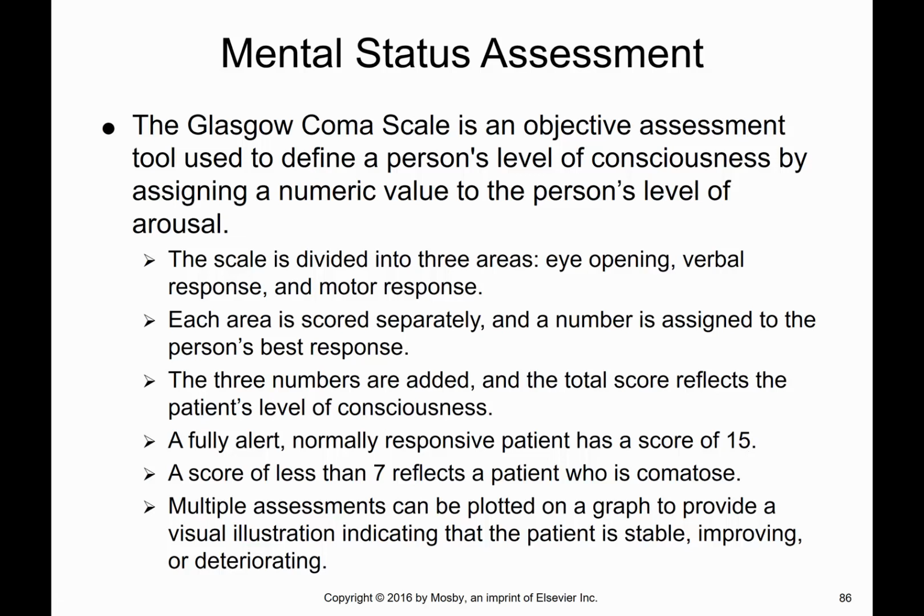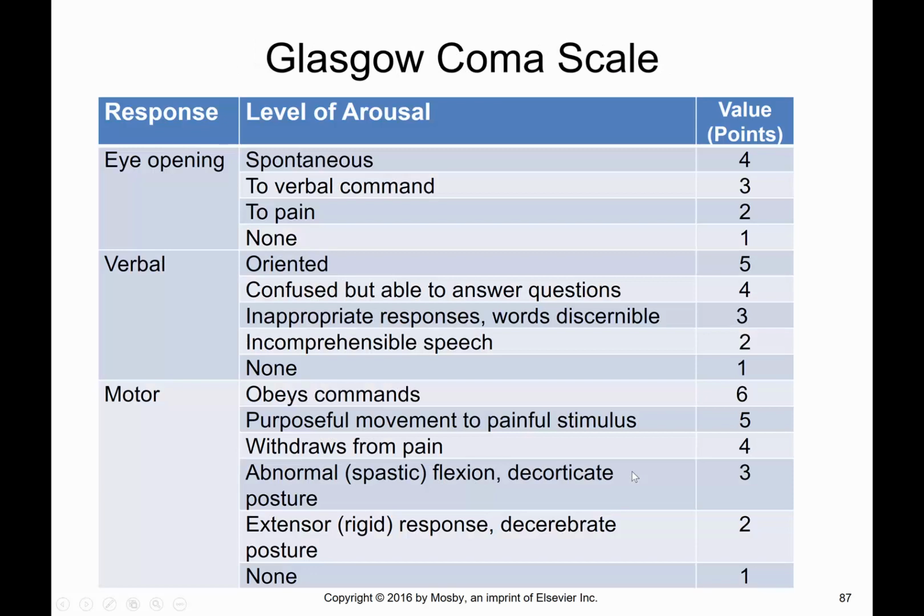A Glasgow Coma Scale is a scale that you'll use on a patient to define their level of consciousness if they weren't able to so much respond to you. So it's a scale that's divided into 3 areas: eye-opening, verbal response, or motor response. Each area is scored separately based on the patient's response. The 3 numbers are added together, and then that total reflects their mental status, whether or not they're a comatose patient or whether or not they're a responsive patient. And I have it right here.